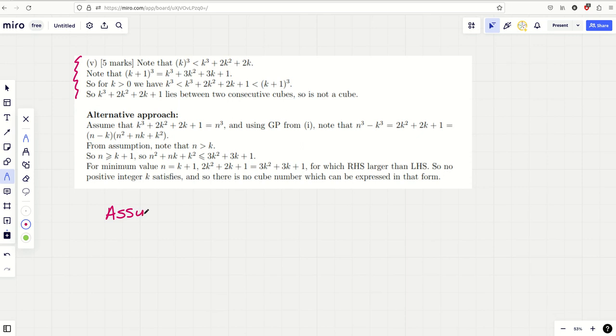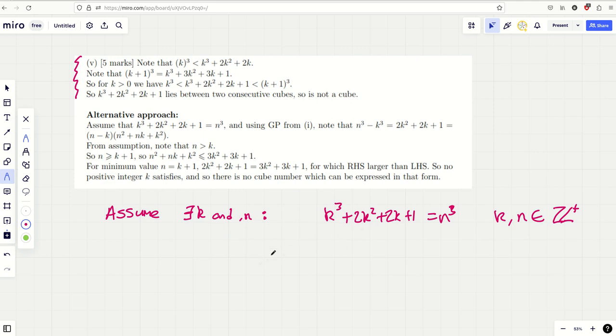Assume there exists k such that k cubed plus 2k squared plus 2k plus 1 equals n cubed, where k and n are members of the positive integers. We're saying that's the case because then this is clearly a cube number. So we're saying, let's assume that this is a cube number. This is a lovely way of basically assuming this is a cube number.